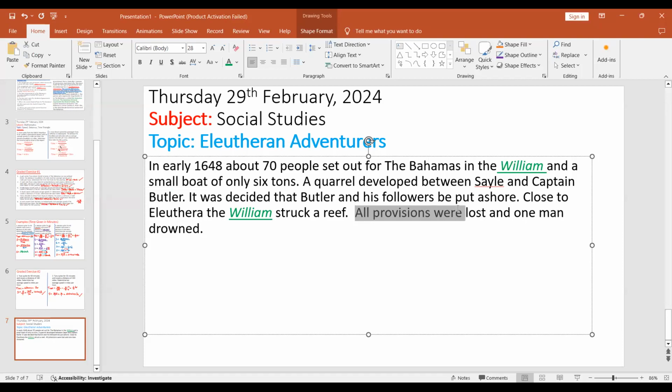All provisions were lost. Now imagine you are going on this journey and this is the place where you're gonna live now, and all your provisions are lost. What do you think is the next step? If all their provisions are lost, what do you think is gonna happen to them now? The survivors might die because the provisions include food, and they might pass from starvation. Exactly, they're gonna starve, right? That's the worst part, man.